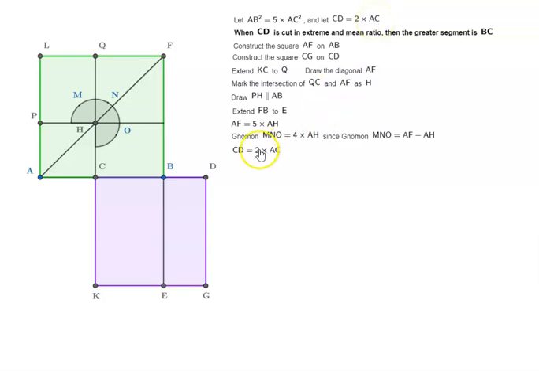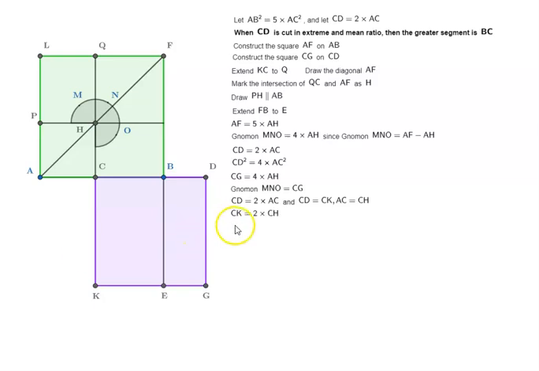Again, we are given that CD is equal to 2 times AC. That means the square on CD is equal to 4 times the square on AC. Square on CD is CG. Square on AC is AH. So CG is equal to 4 times AH. That means gnomon MNO is equal to CG, because gnomon MNO is equal to 4 times AH, and CG is also 4 times AH.